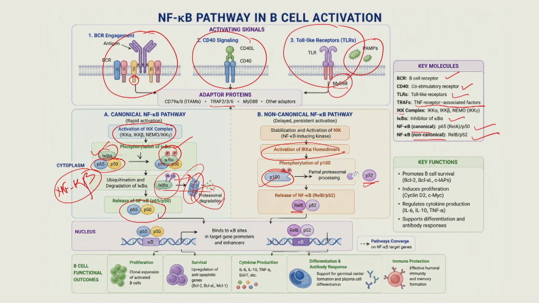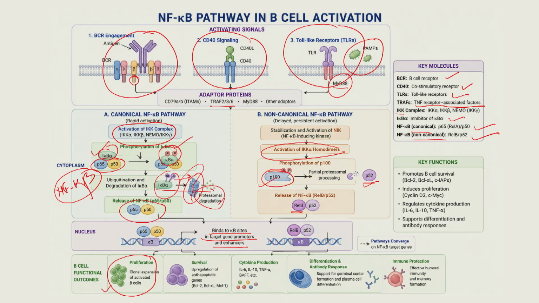Of course, NF-kappa B will go and bind to the genes located in the chromosome, particularly those which can start transcription. So basically this can go and bind to the kappa B site in target gene promoters and enhancers, and therefore it can cause transcription of different genes. And this transcription of genes can lead to various functions of B cells. One is proliferation, and we will repeat this sentence multiple times in this whole pathway because this is the function of B cell activation.